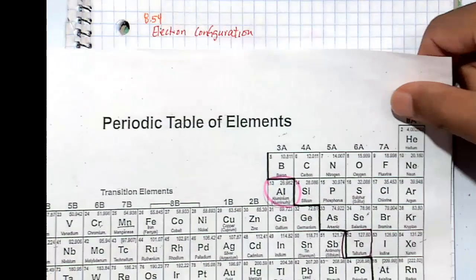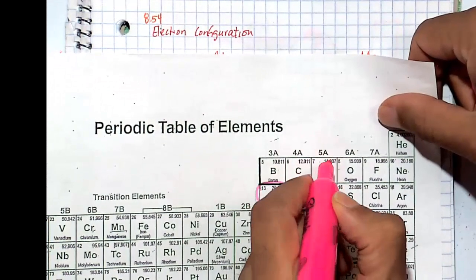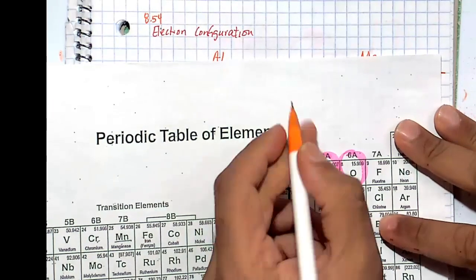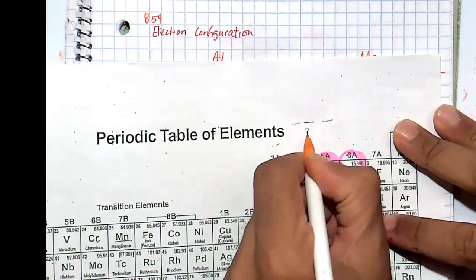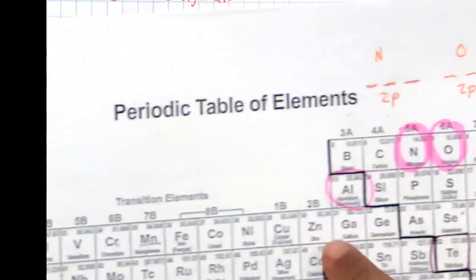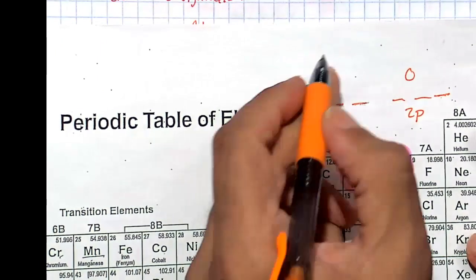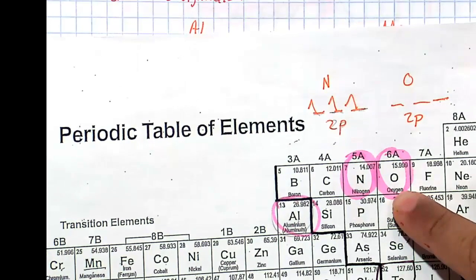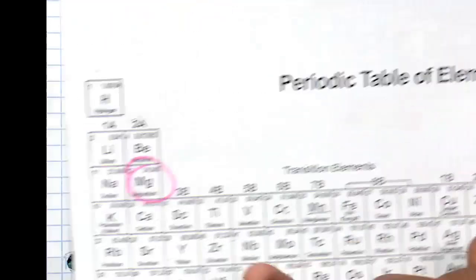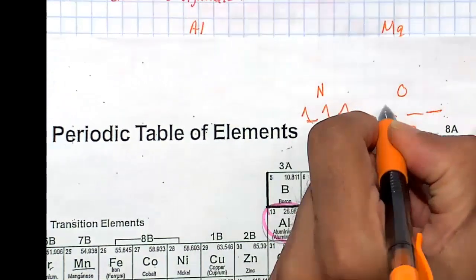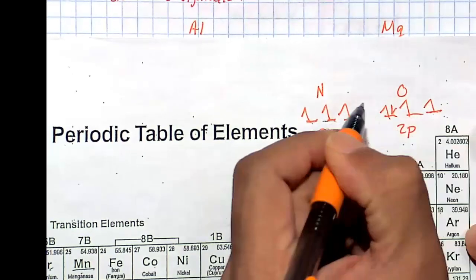You can also look at another deviation of the trend if you look at 5A and 6A. That's going to be between nitrogen and oxygen. So for nitrogen, I'm just going to look at the 2p orbital here. It's going to be 2s2, 2p1, 2p2, 2p3. And looking at the 2p orbital electron filling of oxygen, we've got 2s2, 2p1, 2p2, 2p3, 2p4.